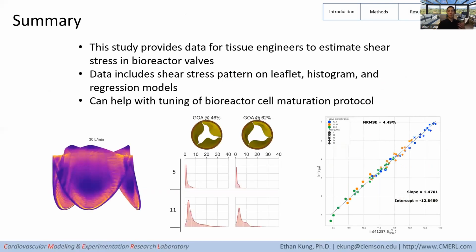So to summarize, in this study, we generated a set of data for tissue engineers to estimate the shear stress in bioreactor valves. This information hopefully can help tune bioreactor settings and be able to optimize cell maturation protocols.